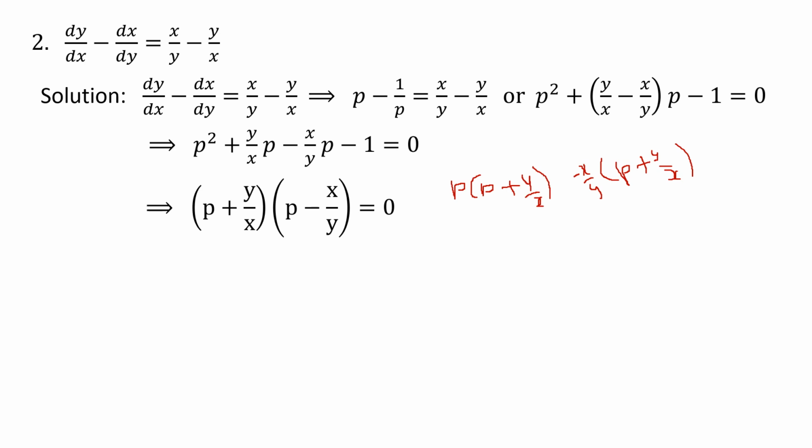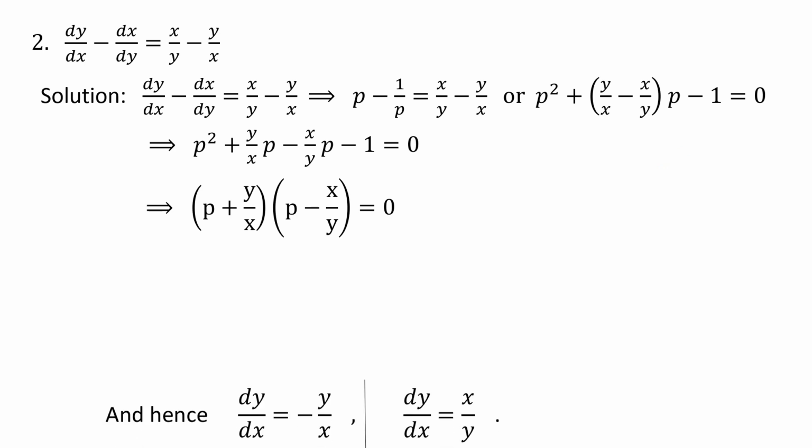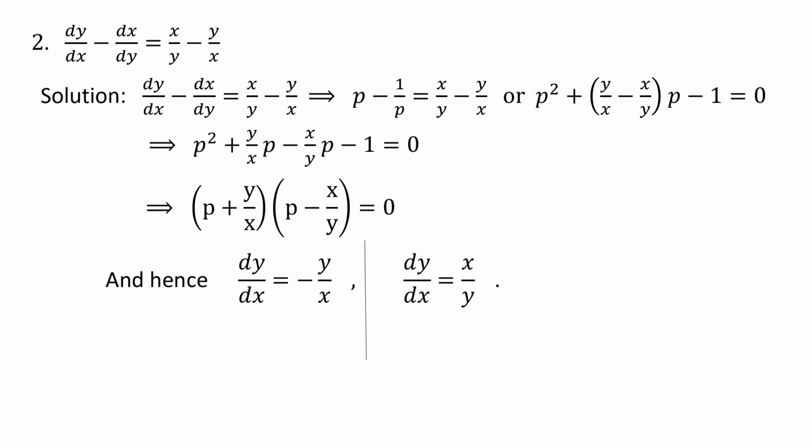So that's why p plus y by x into p minus x by y, these are the factors, so equal to 0. So next, each factor you equate to 0 will give 2 equations. Further we have to solve that. So I have p means dy by dx, so dy by dx equal to minus y by x, and dy by dx is equal to x by y. So first order, first degree differential equation.